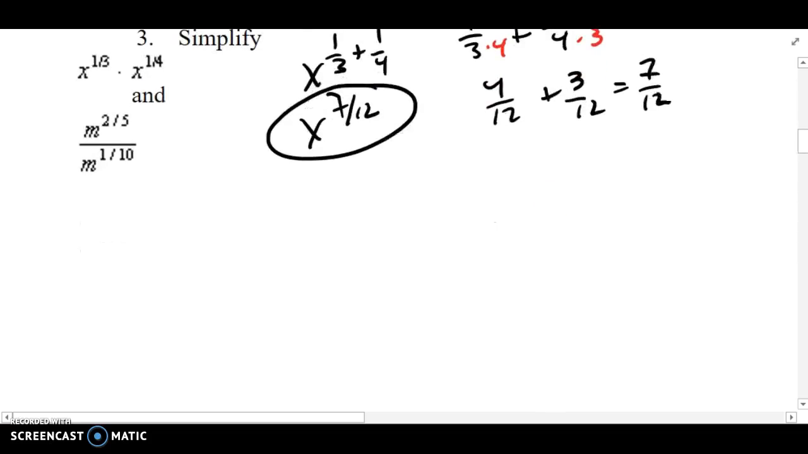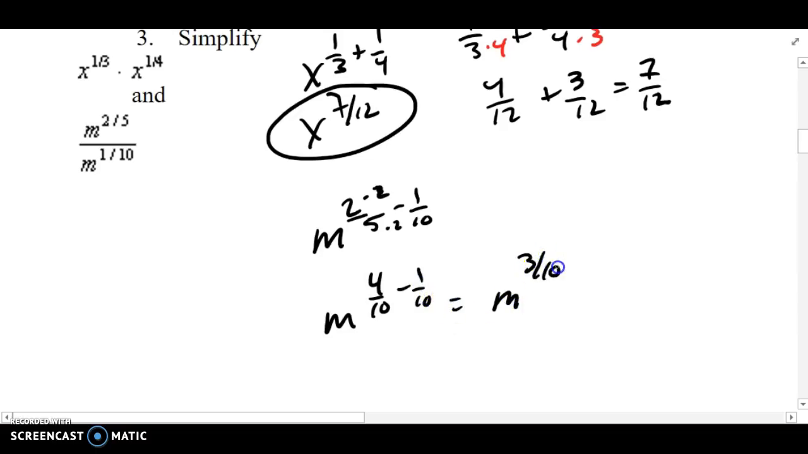The second question is exactly the same, except we're subtracting. Now on this one here, I can times this by 2, times this by 2, so I get 4 over 10 minus 1 over 10. And that gives me m to the 3/10.